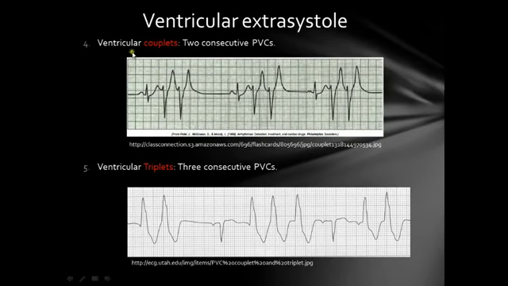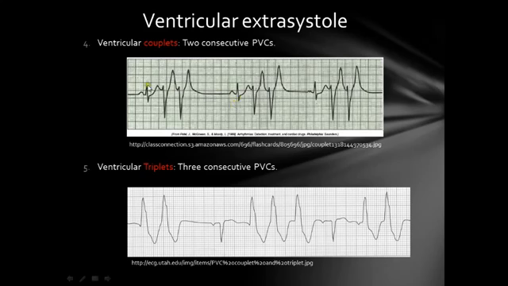The fourth type, based on the repetitive pattern, is called ventricular couplets. We've got two consecutive premature ventricular contractions. So this normal beat here, followed by two ventricular extrasystoles, and then a pause. Normal beat, two ventricular extrasystoles, pause.